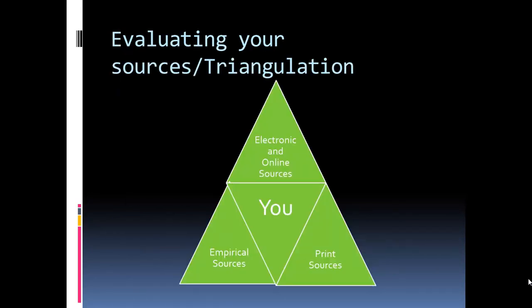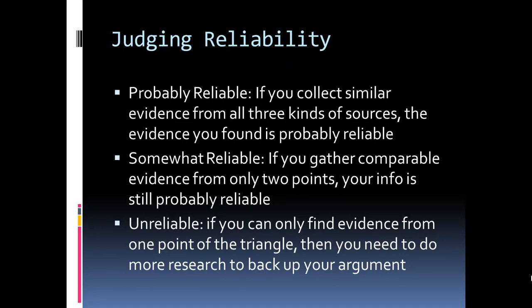Now, when you evaluate your sources, you want to consider what is called a triangulation effect. Here we have you in the center of the triangle, and you'll see these three main forms of sources. So how does triangulation work? Well, it works by judging the reliability of your particular sources.